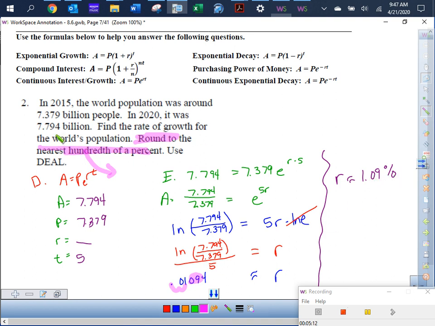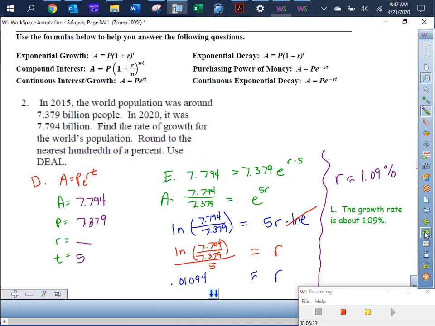The population growth happened at about 1.09%, which is small. It should be small. And then the very last thing is L, label your answer in a complete sentence. So the growth rate is about 1.09%. Has to start with a capital letter, has to end with a period.